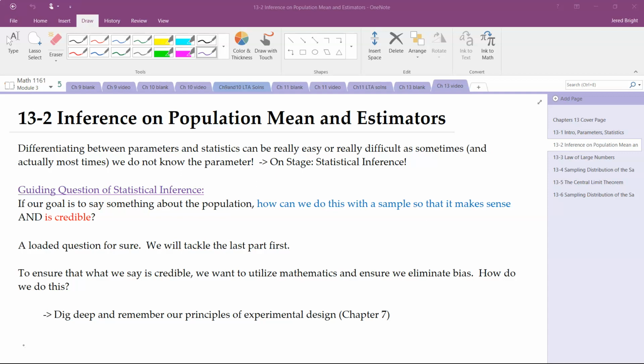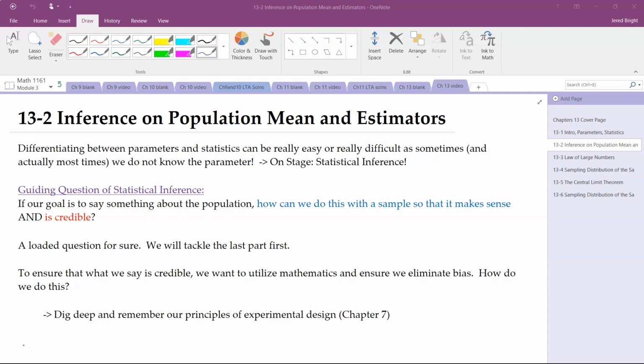We want to know the value of the parameter, and to do that, we need some sort of inference idea. We're going to call it statistical inference simply because we use a statistic to make an inference. So the whole idea of statistical inference is we want to say something about the population, but how do we do it in a way that makes sense with a sample and is credible? There's a lot here, and you can see I color coded them because there are really two different questions we need to grapple with. We're going to tackle the credibility piece first.